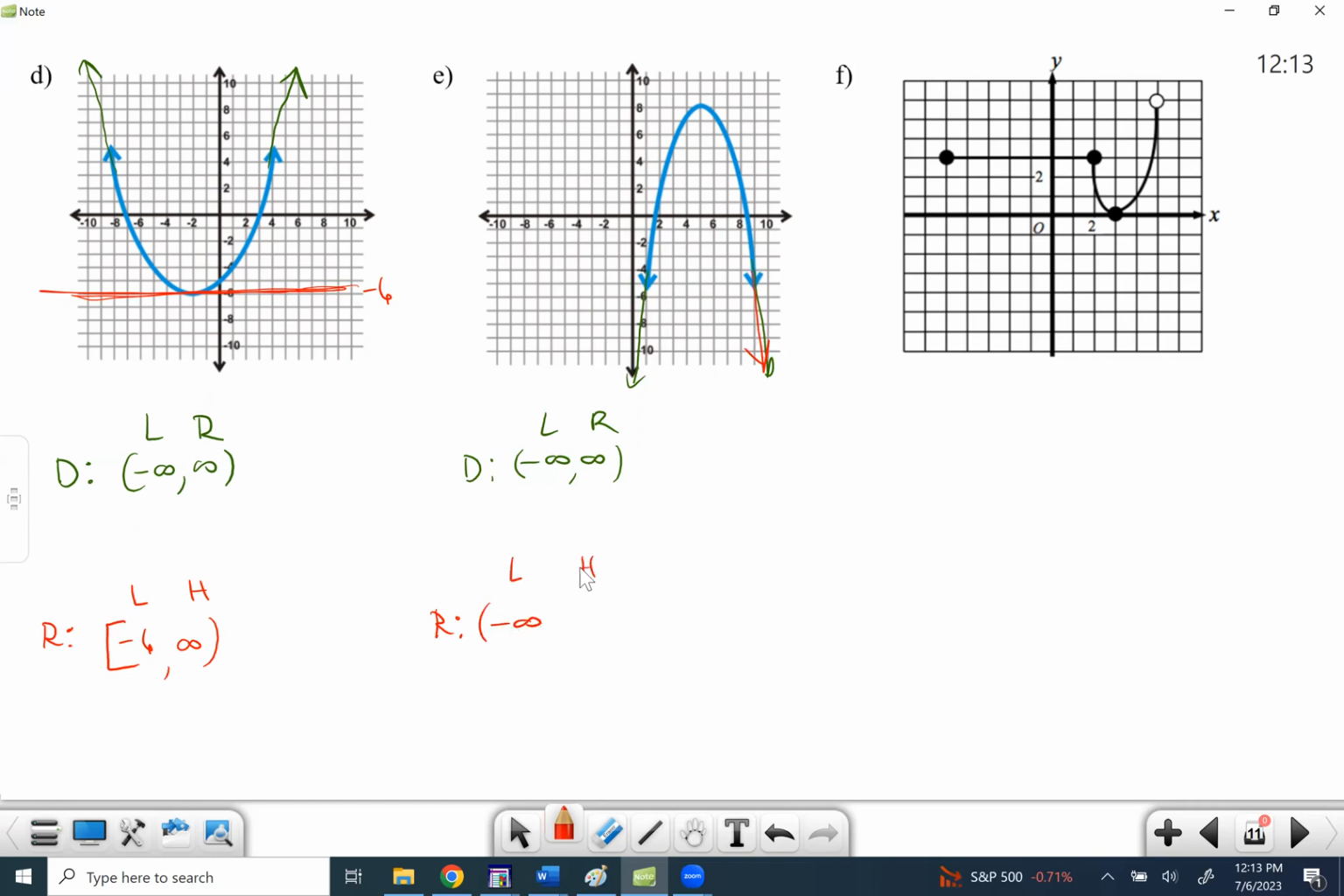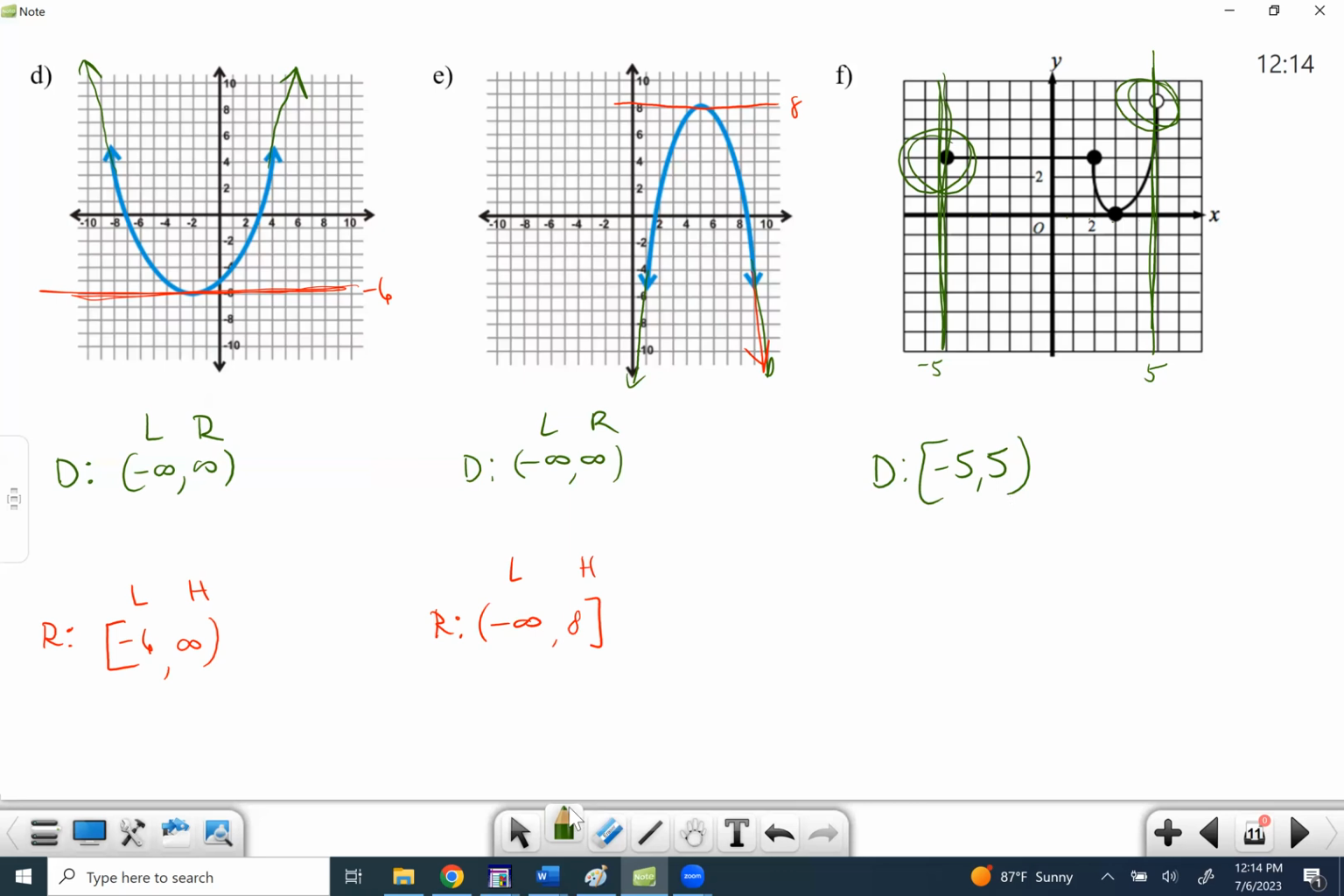Now, as for the highest, it does have a highest. The highest it ever goes is 8. And we will include the 8 because it's actually on the graph. Okay, our last one. Domain, so furthest to the left, which looks like it's 1, 2, 3, 4, 5, -5. And furthest to the right, looks like it's 1, 2, 3, 4, 5 again. So our domain is going to be from -5 to 5. The -5 is a closed circle, so we're going to square bracket it. The 5 is an open circle, so parenthesis.